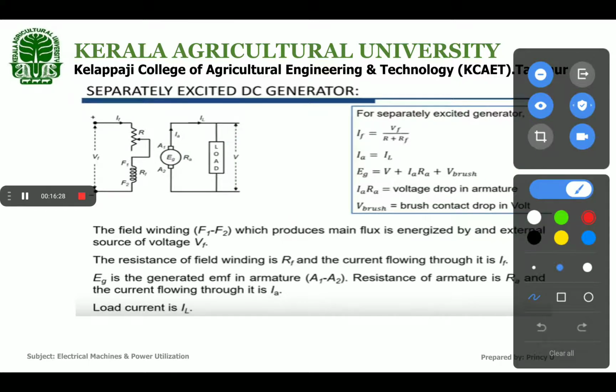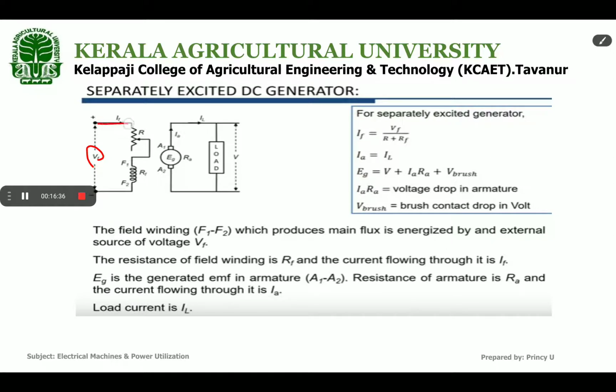Separately excited DC generator means the field is excited by an external DC source VF, and the current flowing through this field winding is IF equal to VF by R plus RF. The armature current is the same as the load current, and EG is V plus IA RA, where IA RA is the voltage drop in the armature, plus V brush, the brush contact drop in volts.